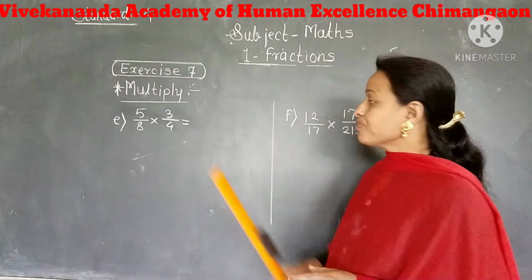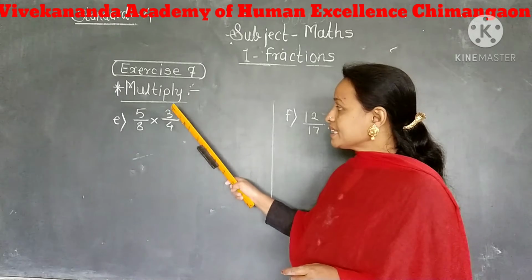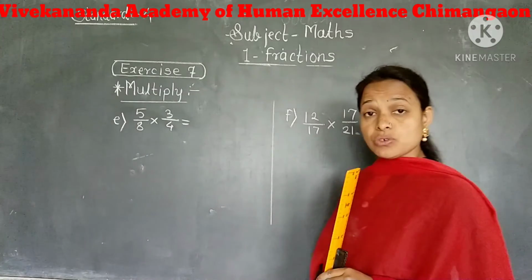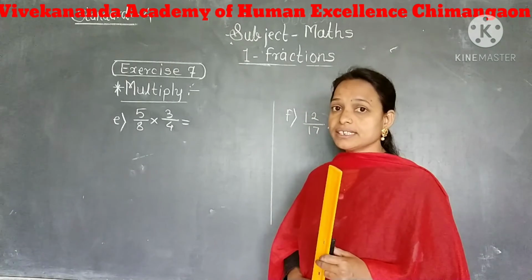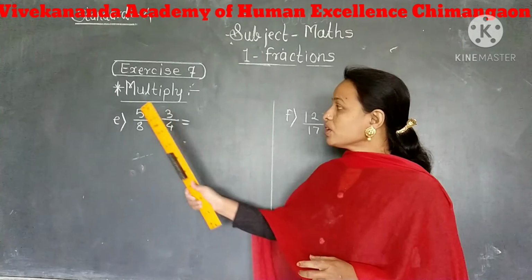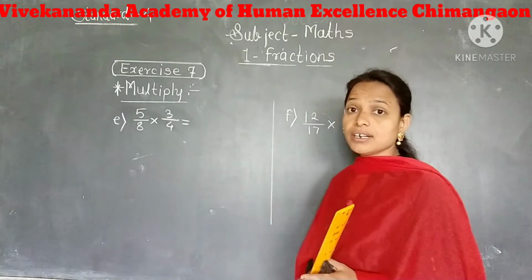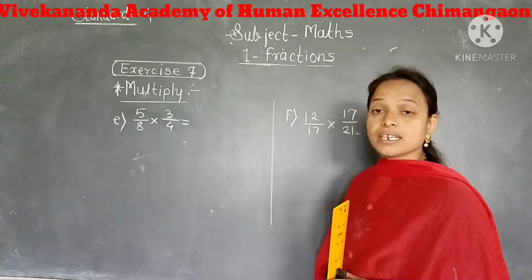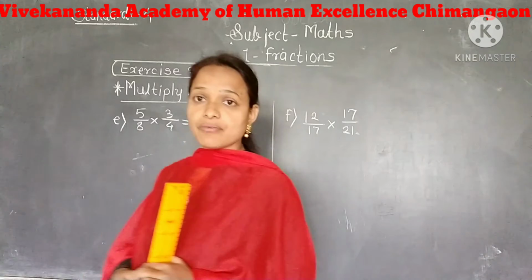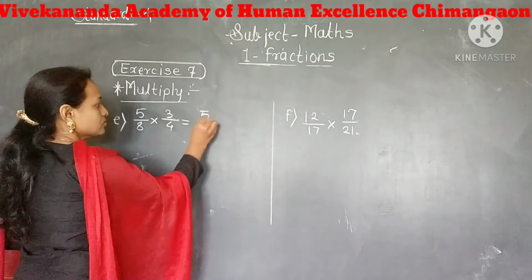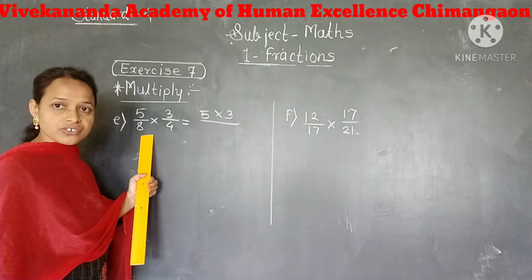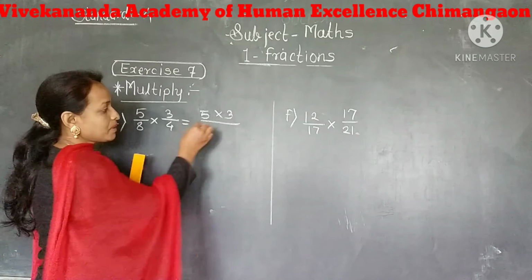Next, example E. 5 upon 8 multiplied by 3 upon 4. Here is multiplication of a fraction by a fraction. You have learned that when we have to find the product of fractions, we find the product of their numerators upon the product of their denominators. So here we multiply the numerator of the first fraction with the numerator of the second fraction. So we multiply 5 by 3, and multiply the denominator of the first fraction with the denominator of the second fraction. So multiply 8 by 4.